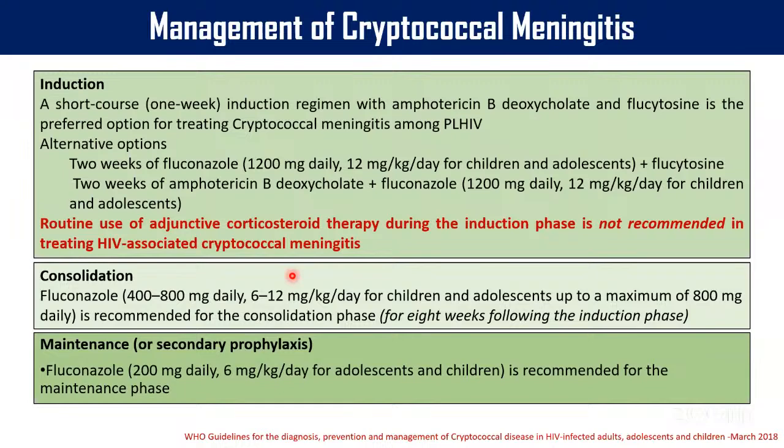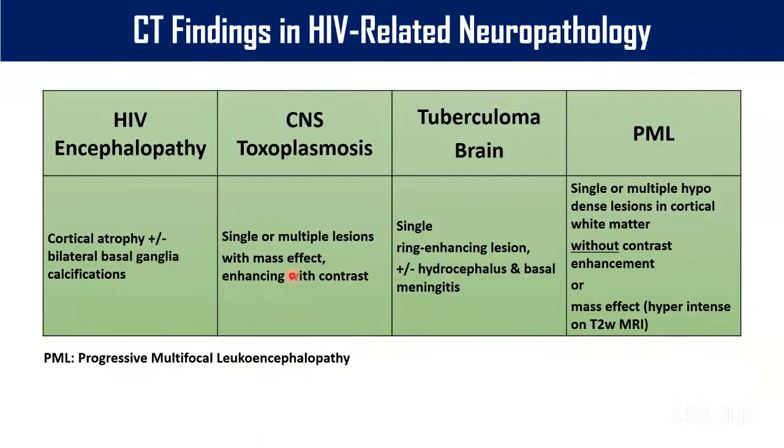In the consolidation phase, usually you give fluconazole 6 to 12 milligram per kg body weight in children and adolescents. Usually the consolidation phase will be for 8 weeks. The maintenance or secondary prophylaxis is fluconazole 6 milligram per kg, recommended till your ART improves the CD4 count and immunosuppression.